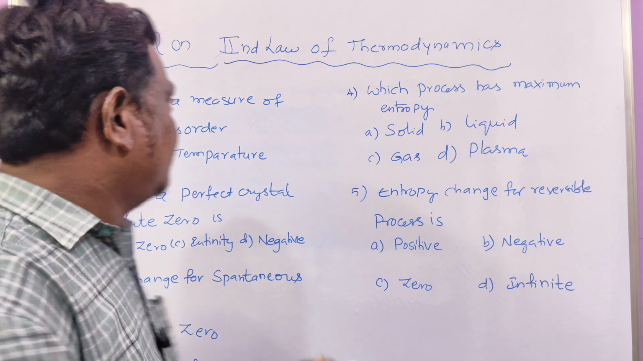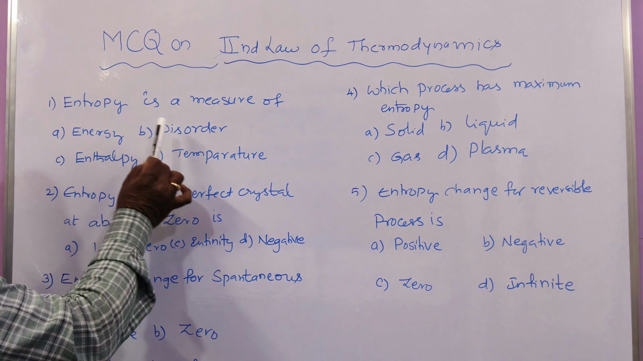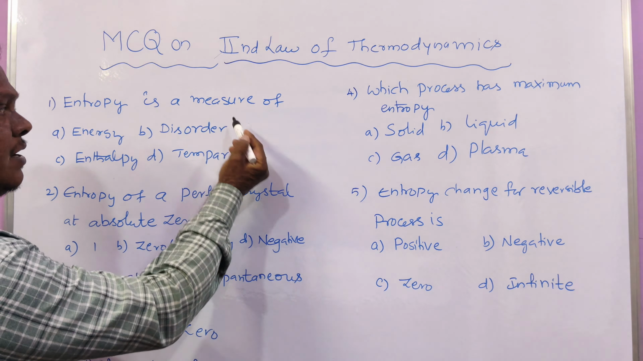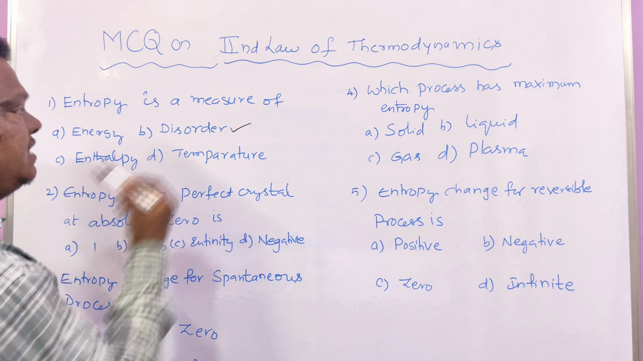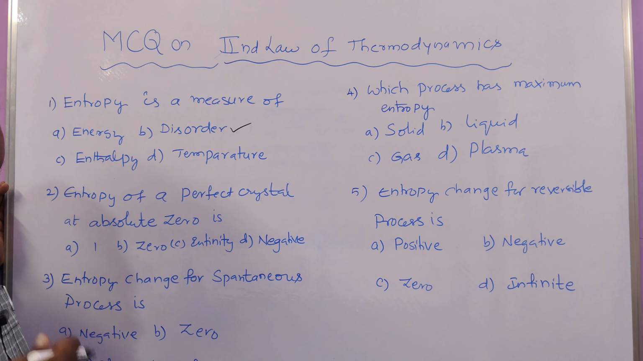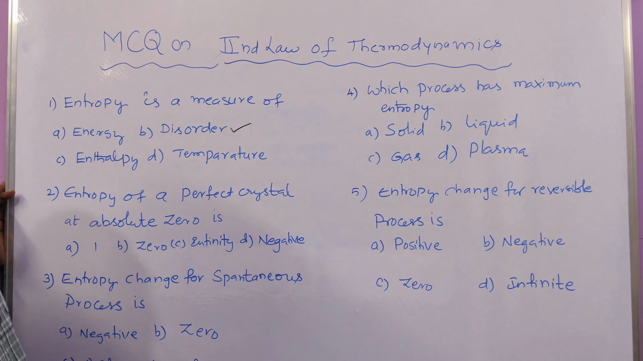So let us see. The first one is: entropy is a measure of energy, disorder, enthalpy, or temperature. According to our definition, the answer is B, disorder. Entropy is a measurement of the randomness of the molecular system.